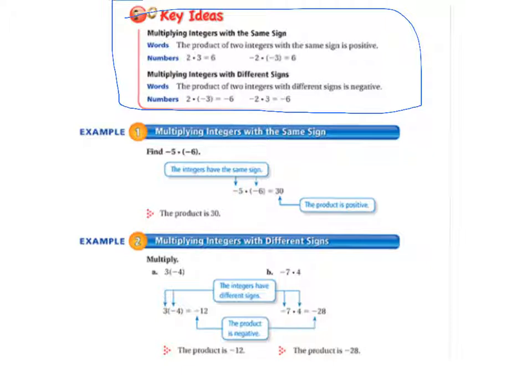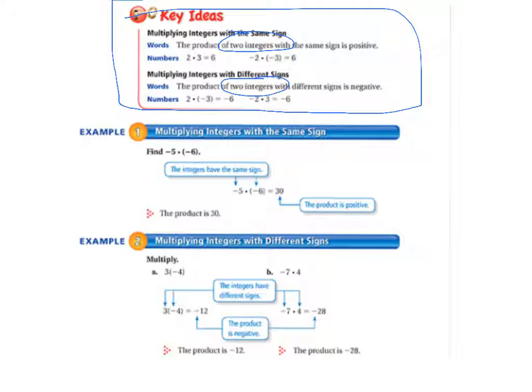The first one is multiplying integers with the same sign. The product of two integers with the same sign is positive, and it gives you a couple of examples. And multiplying integers with different signs, the product of two integers with different signs is negative. Now, the reason I circled two integers is because sometimes you are multiplying more than two integers.